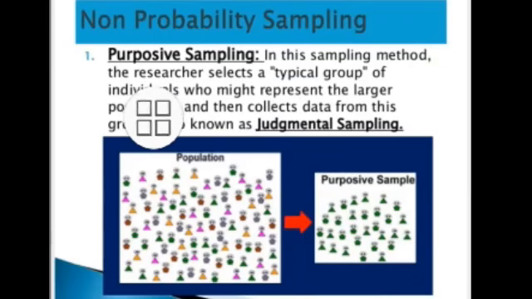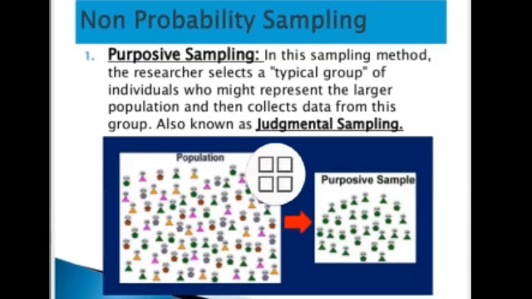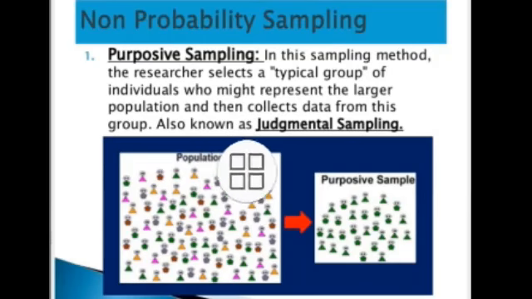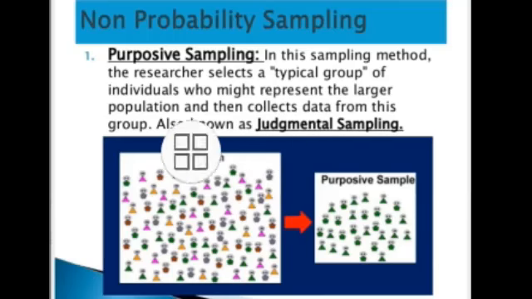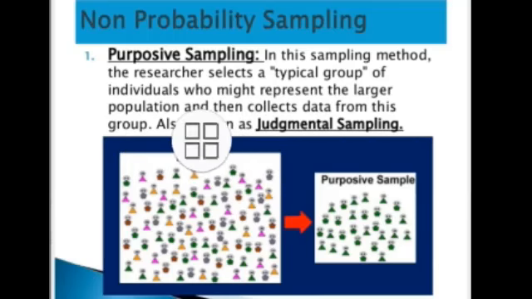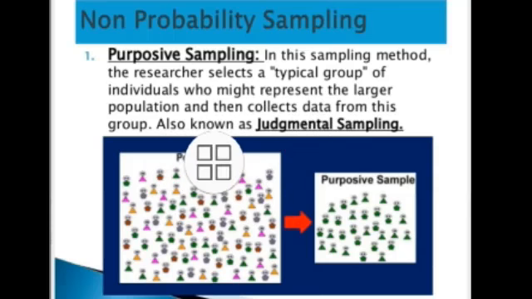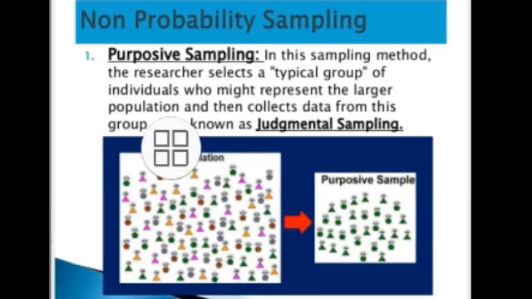Okay, and now we will discuss the types of non-probability sampling. So the first one is purposive sampling. It is also called judgmental sampling. In judgmental sampling, the researcher selects a typical group of individuals who might represent the larger population and then collects data from this group.